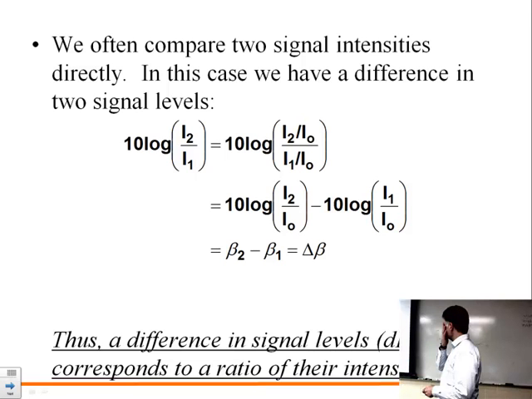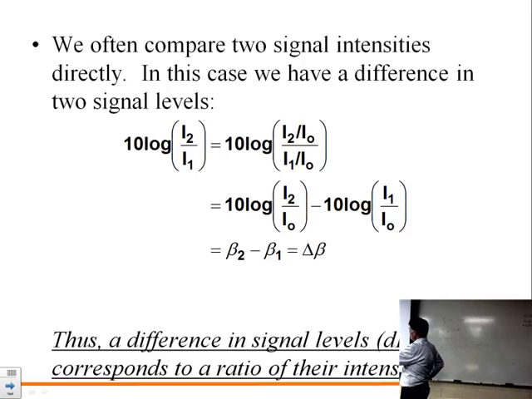All right. So we often compare two signal intensities directly. So in this case, if I have two signal intensities, what we're interested in is what is the difference in level between the two. Here's how you get the difference in decibel level between the two. You take the ratio of intensities and apply the decibel formula to that. So it's going to be 10 times the common log of their ratio.